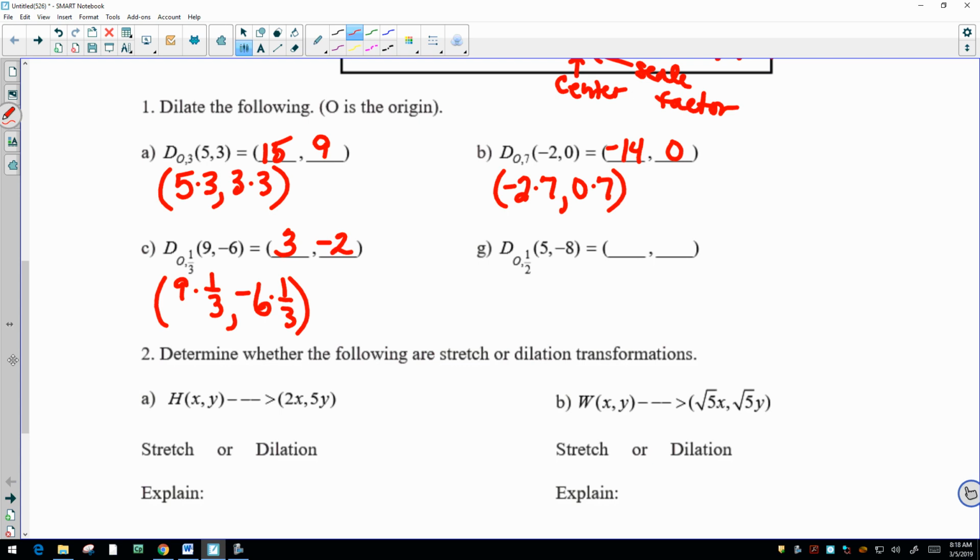Okay, and one more example over here. So I have 5 times my scale factor of 1/2, negative 8 times the scale factor of 1/2. You're going to notice this first coordinate is going to give us either a fraction or a decimal. It's either 5/2 or 2.5, comma negative 4. So don't freak out if you get a fraction. Fractions or decimals, they're numbers too.